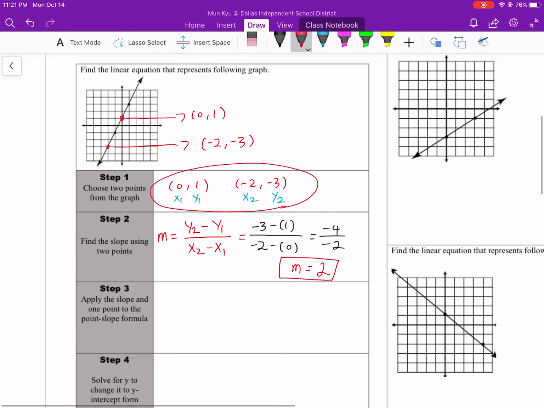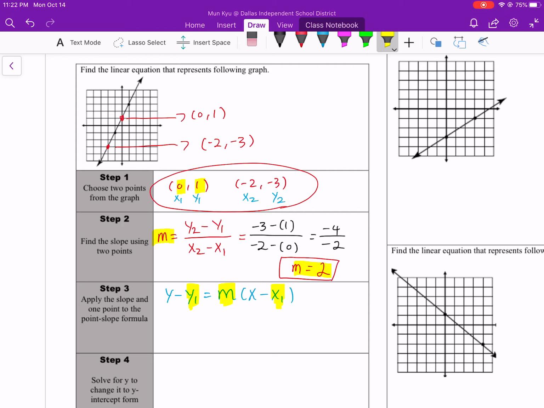Step 3. We have to apply the slope and 1 point to the point slope formula. It will make more sense if you look at the point slope formula, which is y minus y1 is equal to slope times x minus x1. Now it should make more sense because we have to find y1, slope, and x1. And it's very easy because it's already given to us. We have x1 here, y1 here, and slope here.